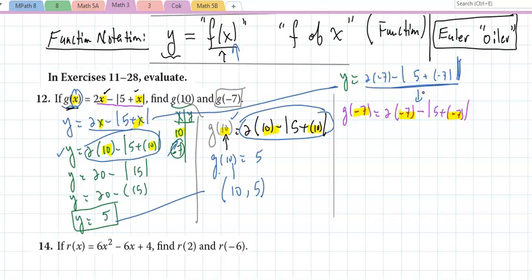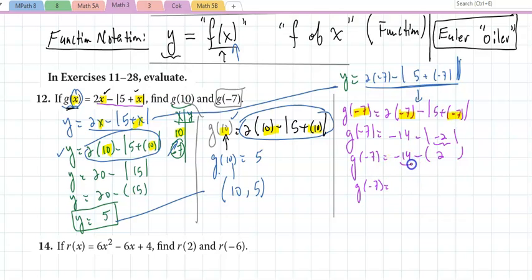So look at that right there and look at this right here. They're the same. So you want to get used to this new notation. And this is saying y equals, that's what g is, negative 14 minus absolute value 5 minus 7 is a negative 2. Order of operations. The absolute value of negative 2 is a 2.